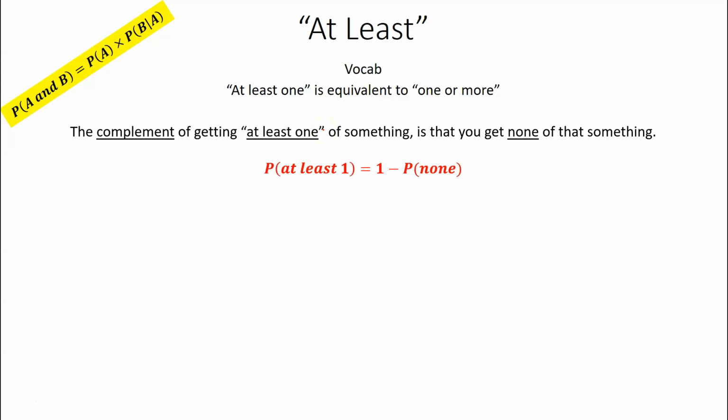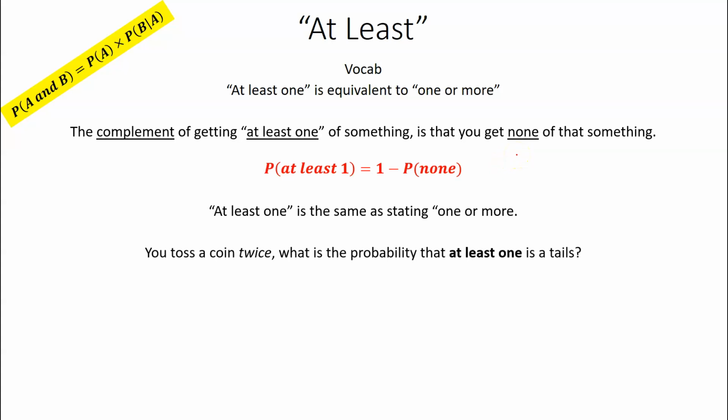In the form of an equation, it would look like this. The probability of getting at least one is 1 minus the probability of getting none. Or you might see this written as the probability of at least one with the bar over the top. The bar over the top means not. And so you're going to see stuff like that here.